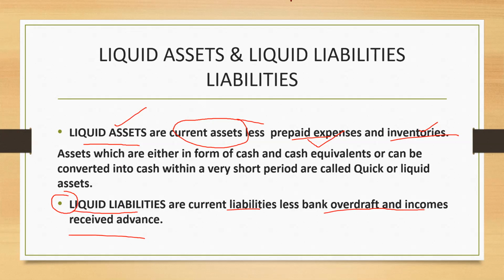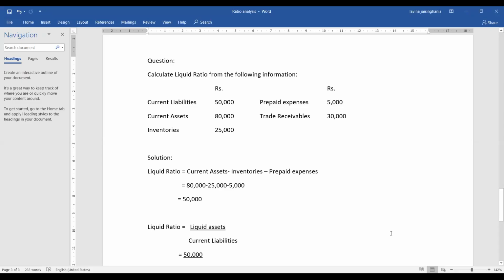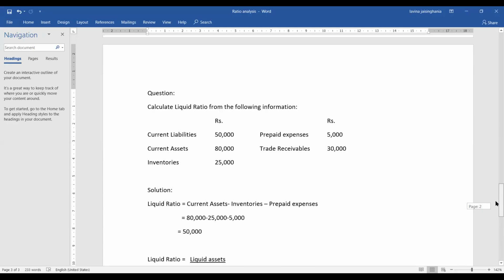Now let us solve a sum related to this so that you can get an idea. Here I have a sum which says to calculate the liquid ratio from the following information. I have already solved the sum, I'll just give you the explanation. You have current liabilities as 50,000, current assets as 80,000, inventories as 25,000, prepaid expenses as 5,000, sorry, and trade receivables as 30,000. You have to find the liquid ratio.